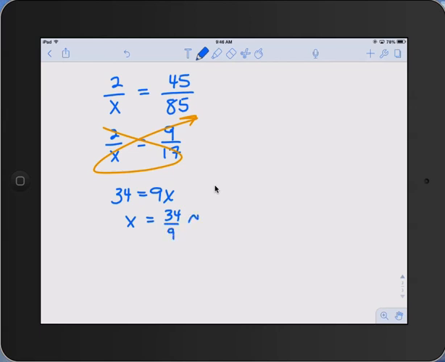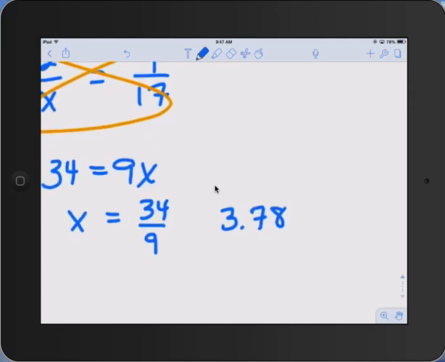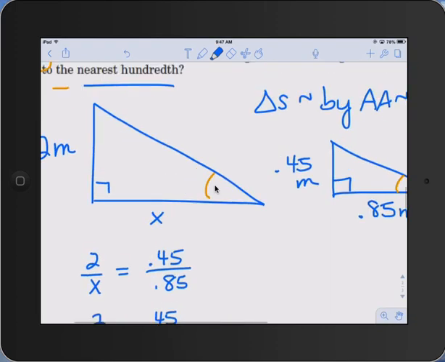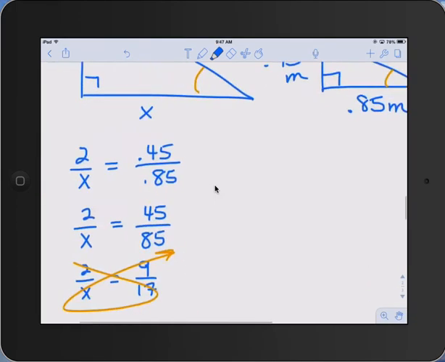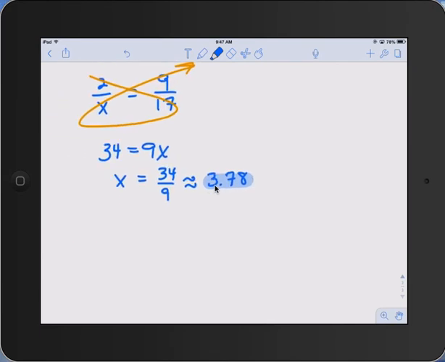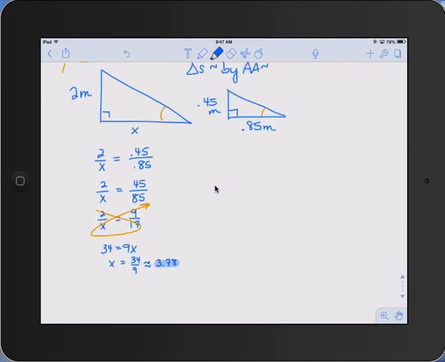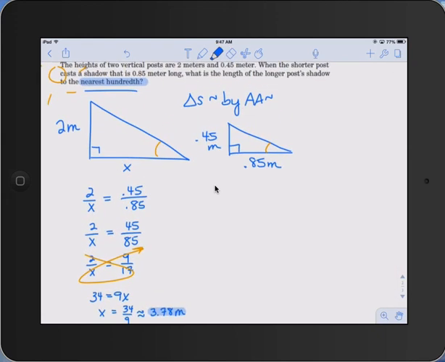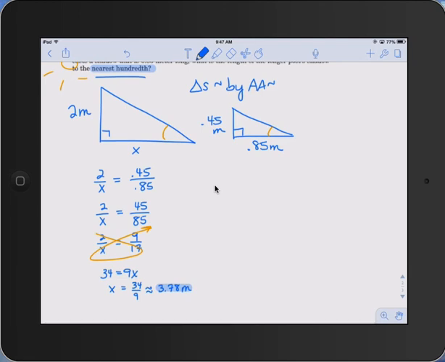Now that's approximately 3.78. It's not exactly, it's approximately 3.78. That's a rounded answer. That's allowed because in the problem it said to round to the nearest hundredth. If it didn't say that, you should leave your answer as 34 over 9. Now let's go back to this again for a second. I should say meters, because this was a word problem, we should put the label on it also.